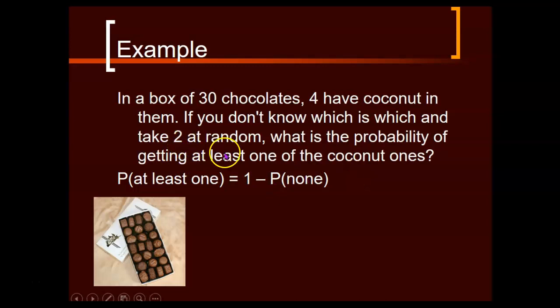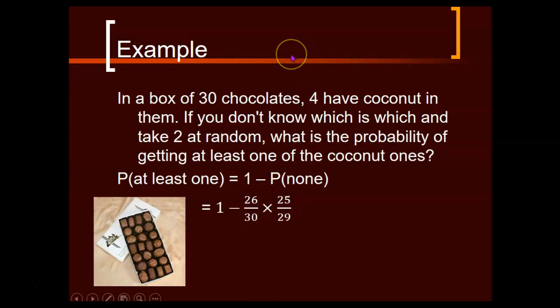That is, if you take 2 at random, what's the probability that instead of at least one of them being coconut, the first one is not coconut and the second one's not coconut? So the probability of the first one not being coconut would be the number of ways that could happen out of the number of outcomes in all. So if there are 4 that are coconut, the other 26 do not have coconut. So the probability of getting one of those that does not have coconut would be 26 out of 30.